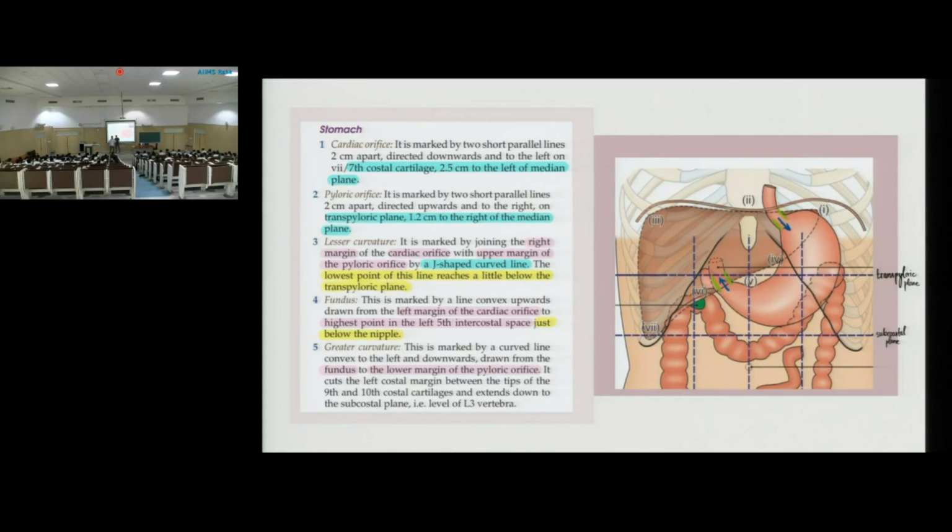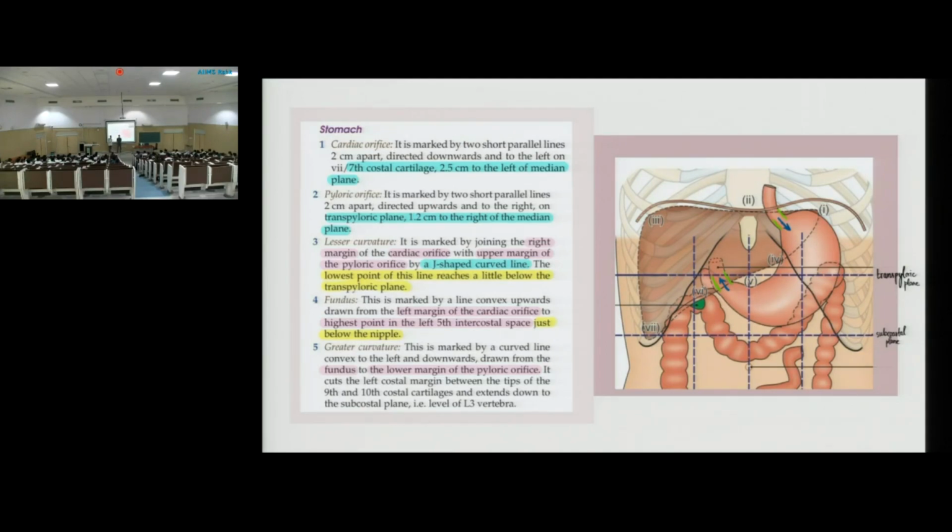So in order to get the surface landmarking of the stomach, we need to get 5 points. The first one is obvious, that is the cardiac orifice. How to locate the cardiac orifice? In the sternum, we'll draw a median plane, which will divide the sternum into 2 halves. Then at the level of the 7th costal cartilage, we'll go 2.5 centimeters to the left side, and then draw 2 parallel lines directed downwards and towards the stomach, because it is the entry orifice of the stomach. This will be the cardiac orifice.